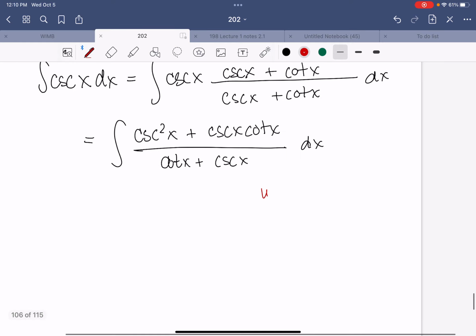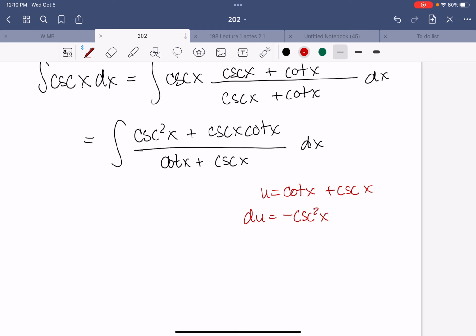And then we're going to make our u the denominator. So that's cotangent x plus cosecant x. And our du is going to be negative cosecant squared x minus cosecant x cotangent x. Notice that they're both negative. Factor out the negative and move it to the other side. So negative du is cosecant squared x plus cosecant x cotangent x.